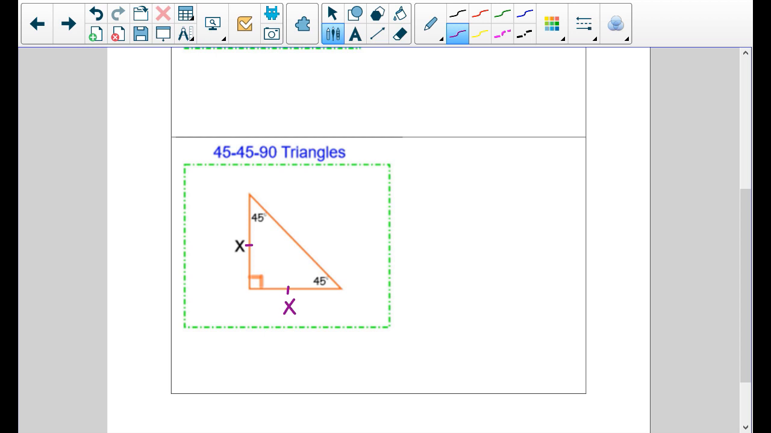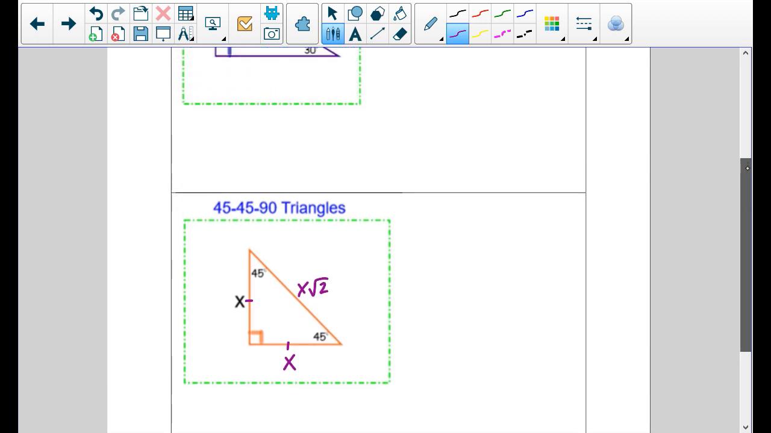Look at your page we did yesterday. The relationship is x square root of 2. So it's square root of 2 times bigger than the sides. Okay? Alright, so here's your relationship with 45, 45, 90. Two sides are the same. The hypotenuse is always going to be that value times square root of 2. Okay? So now let's talk about 30, 60, 90.